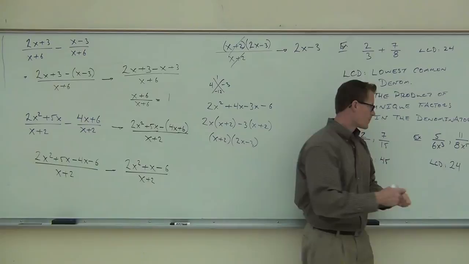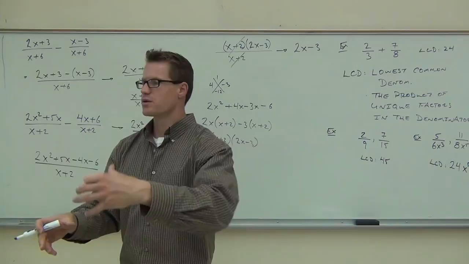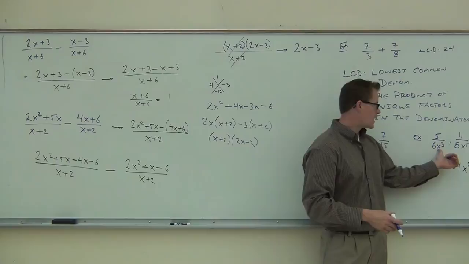Okay, so we'll go to the 24, no problem. We're going to take the largest power of each factor. So if you have x's, take the largest power of x that you can find. If you have y's, also take the largest power of y you can find. Here we don't have two different variables, we just have x's. So we're going to go, what's the largest power of x that we see? X to the fifth, that goes in our LCD.